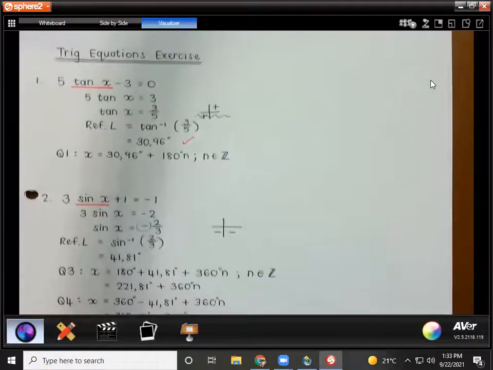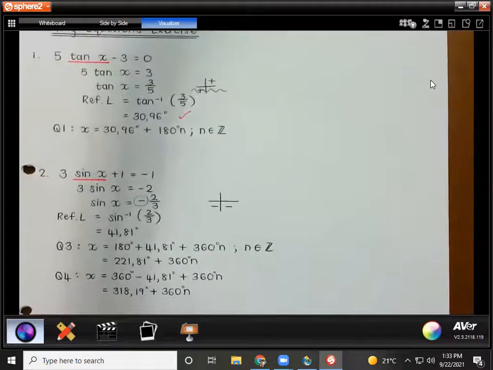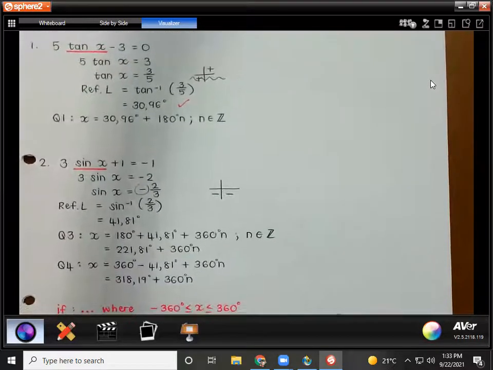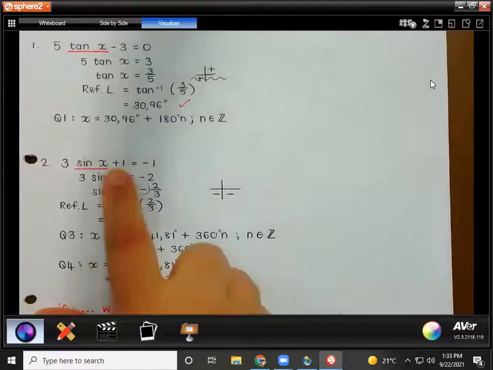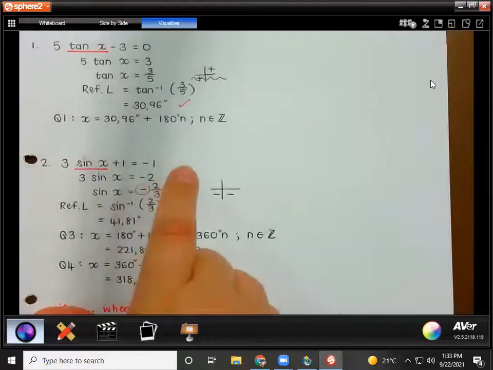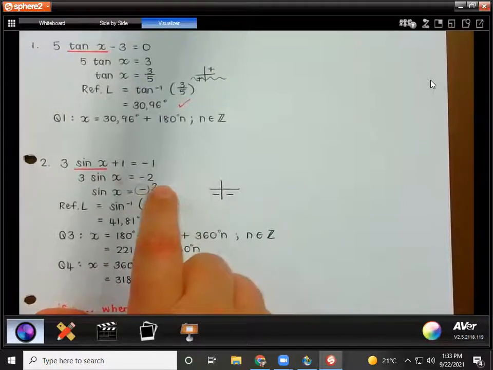Okay, I'll move up so that you can see number 2 as well. There we go. And number 2, you had to first get sine x on its own. So if you move this +1 over, it will become -1. So you have -1 minus 1, which is -2. Then you divide by 3.